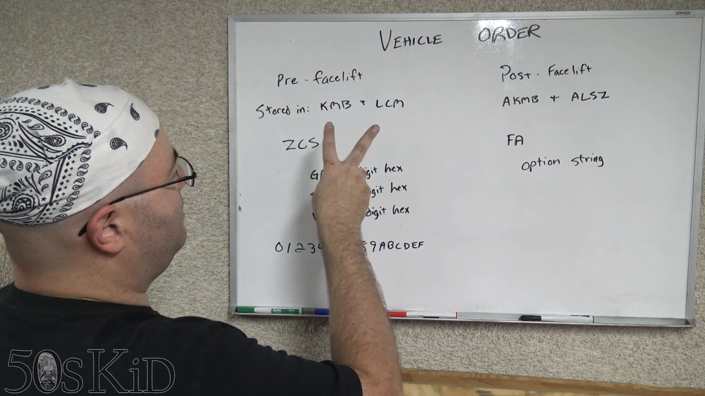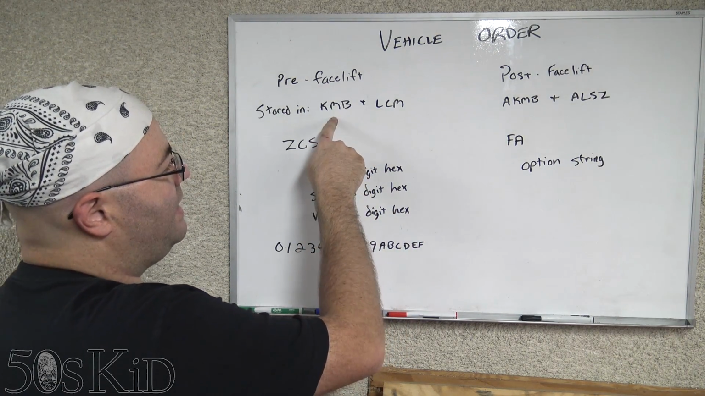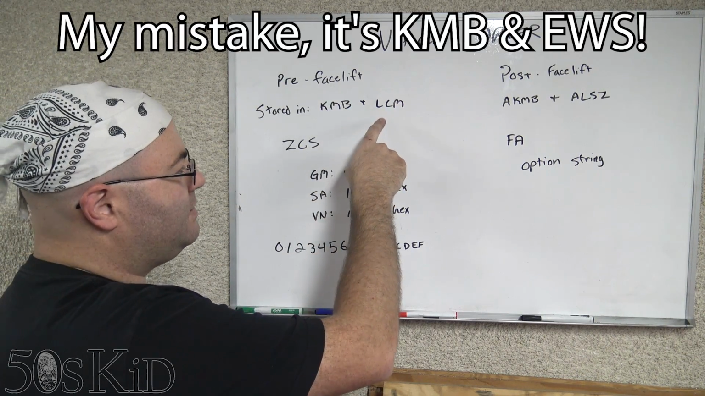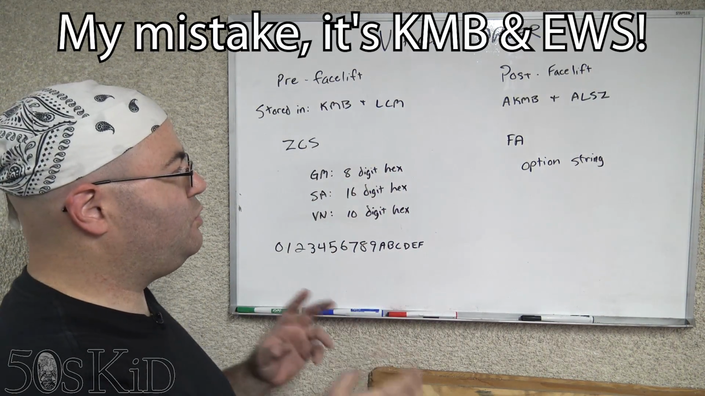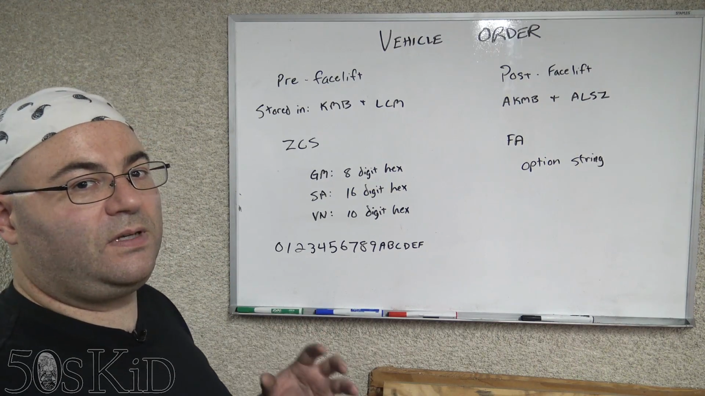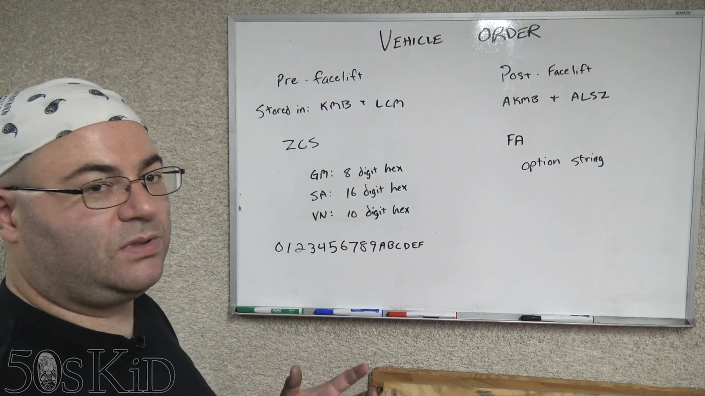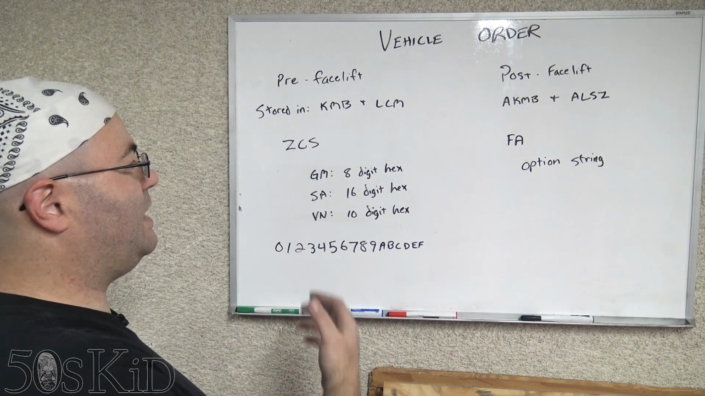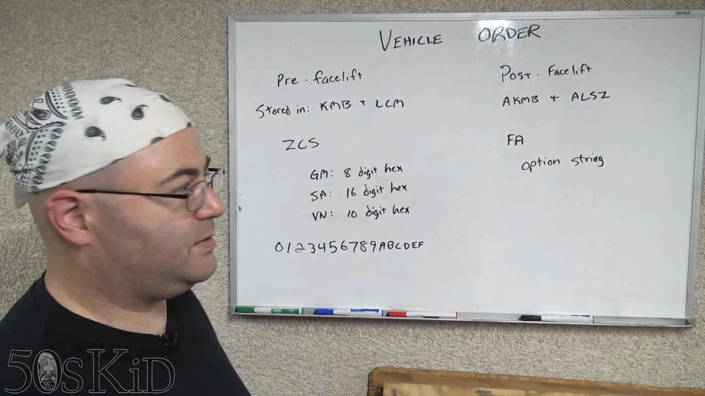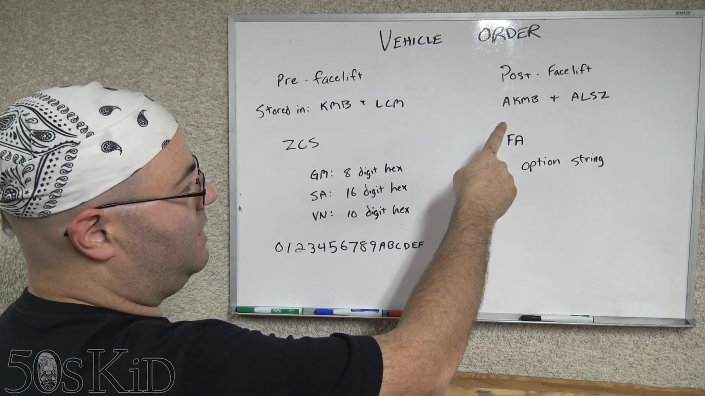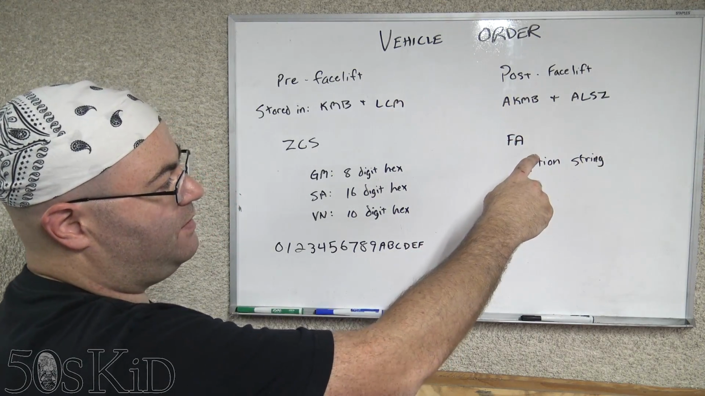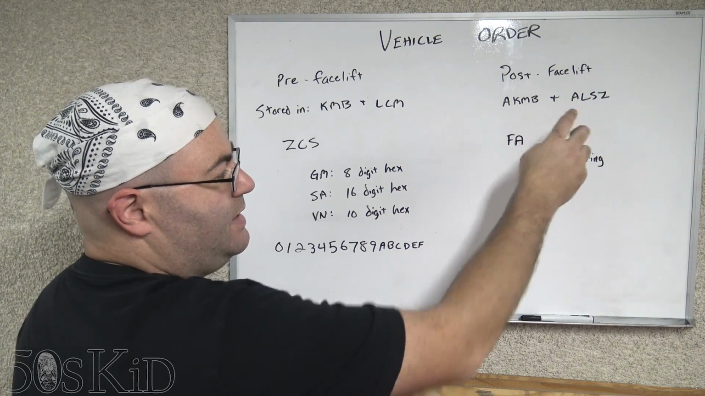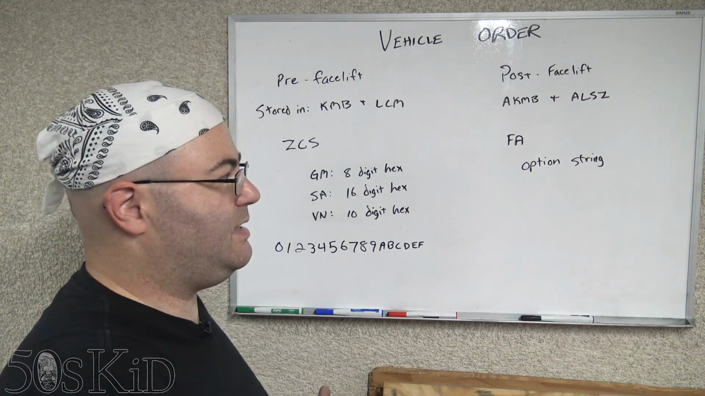The 2 modules on a pre-facelift car are the KMB, which is the German abbreviation for the instrument cluster, and LCM, which is the light control module. You can choose to read the vehicle order from either of those 2 modules, change it, and then write it back to both. On the post-facelift modules, they put an A in front of the names, so AKMB, and then ALSZ. They changed LCM to LSZ.